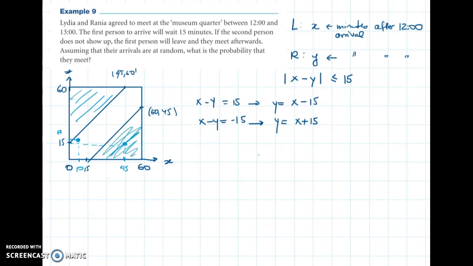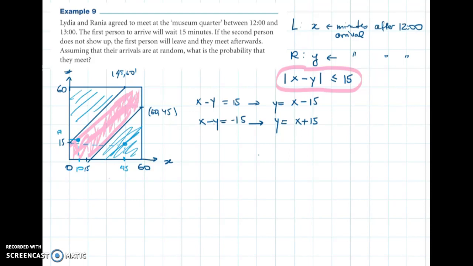In this triangle, we don't have meeting points. Actually, the inequality absolute value of X minus Y is less or equal than 15 is in this pink area that I'm shading over here. Yeah, so those are the good points.